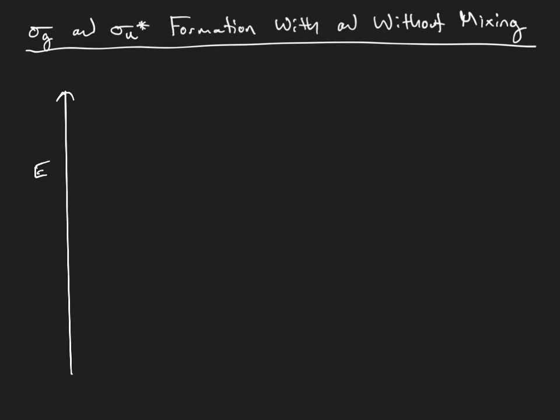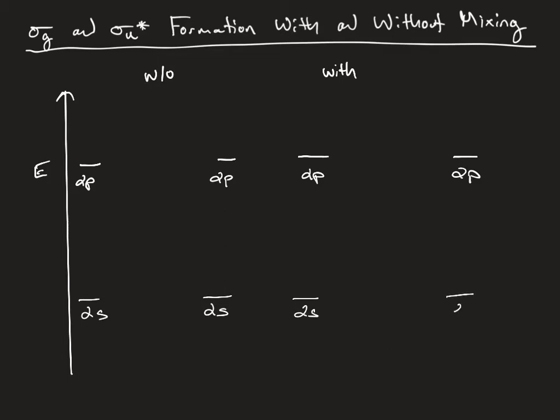So on the left, we're going to have without mixing, and then on the right, we're going to have with mixing. Put in our 2p orbitals, then our 2p orbitals, our 2s orbitals, and now we're going to overlap our 2s and our 2p orbitals.